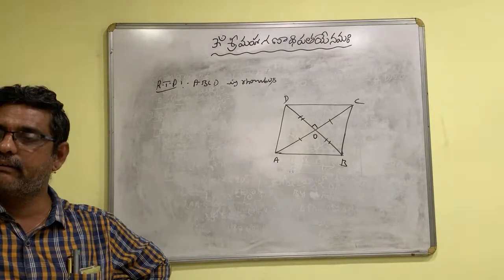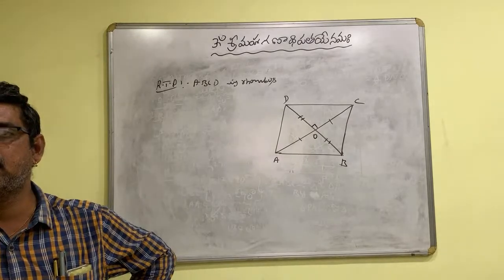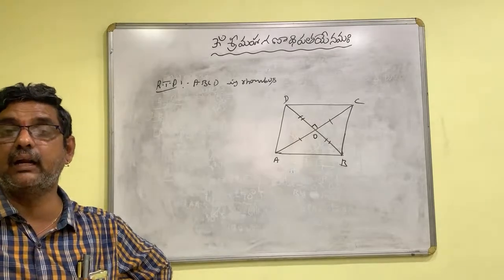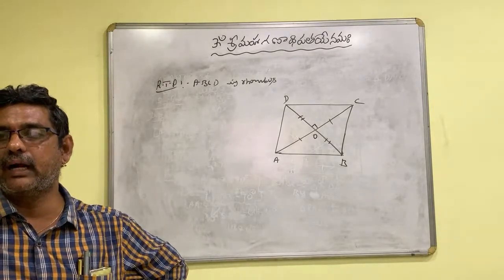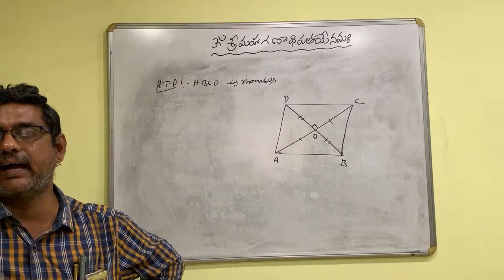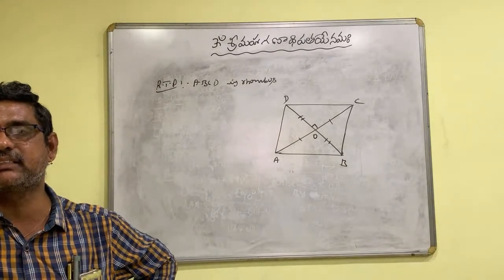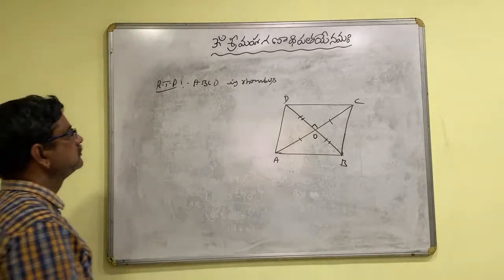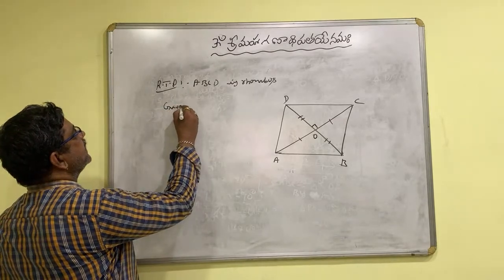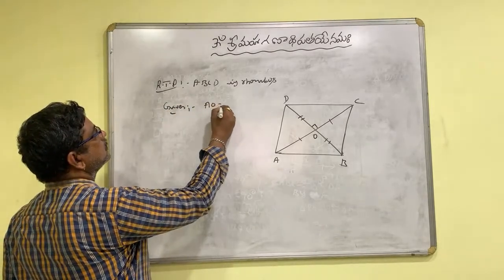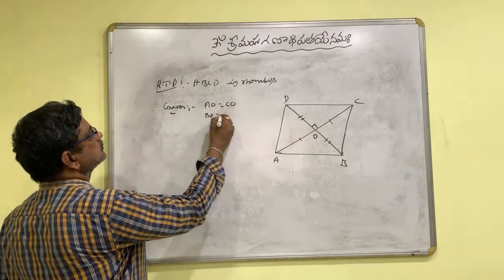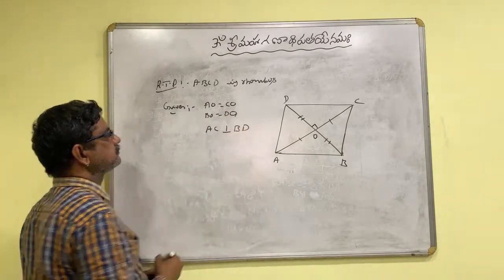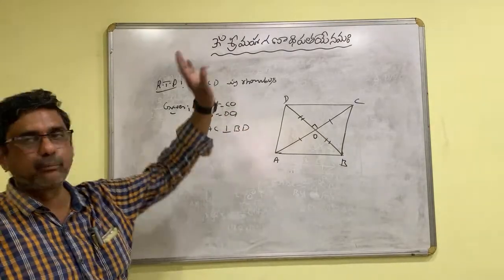What is given? Diagonals bisect each other at right angles. That is given in quadrilateral ABCD. We need to prove ABCD is a rhombus. This is given and we need to prove that.